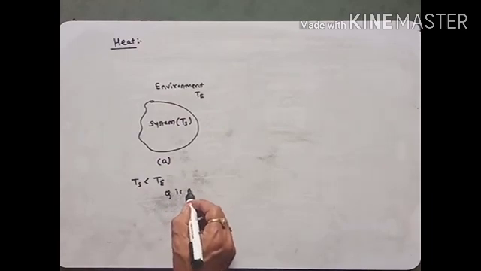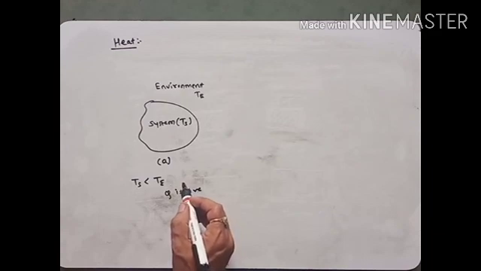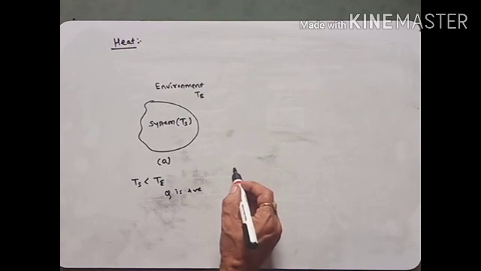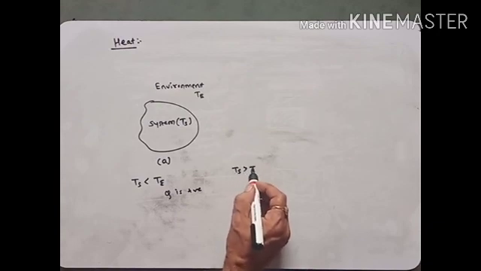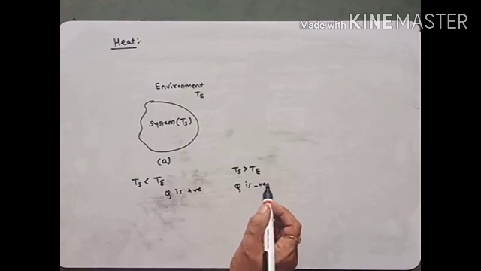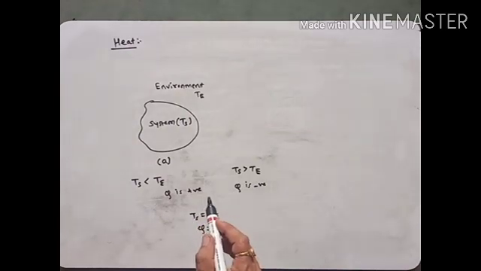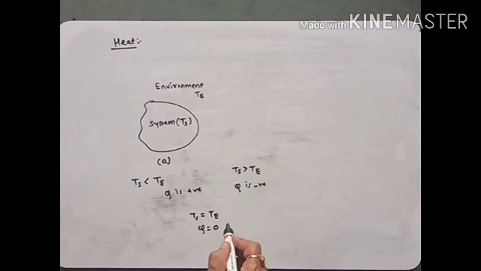Next case: if Ts is greater than Te, then internal energy Q flows from system to surrounding, and Q is negative. And if Ts is equal to Te, then Q is equal to 0. That means heat transfer is 0. Here there is no transfer of heat or energy. This is all about heat. Thank you.